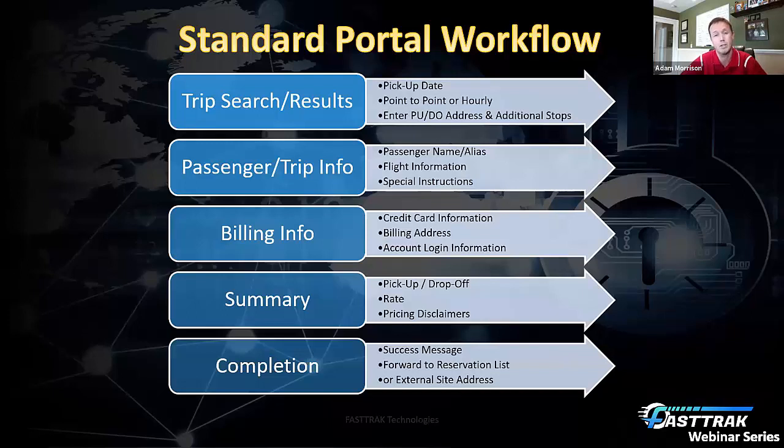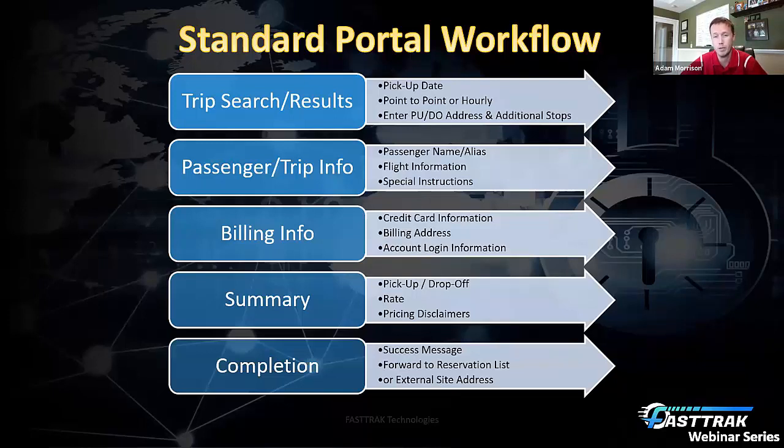Once they select a vehicle or rate, they then go to the passenger and trip information section where they start entering who the passenger is, perhaps some flight information details, perhaps some special instructions. That all gets entered on the passenger trip info step. The third step is the billing info step. Depending on how the customer is configured, or if it's a new customer, we ask for credit card information, billing address, billing information, and potentially account and login information. And I'll tell you about that a little bit later.